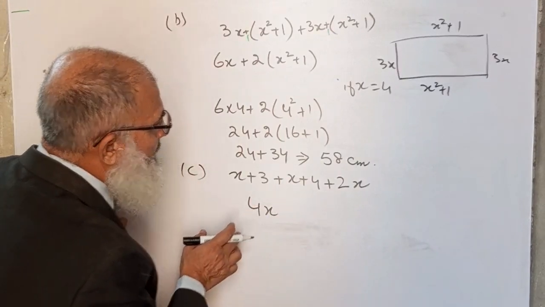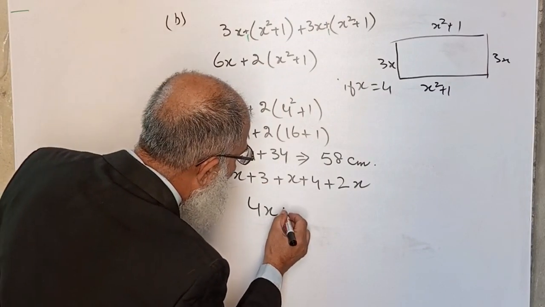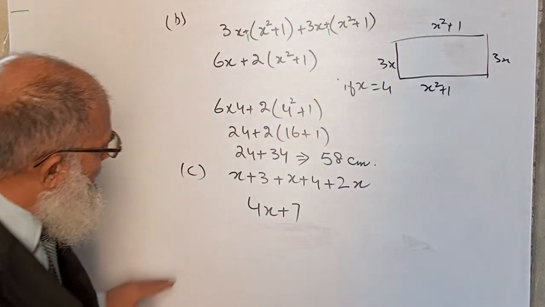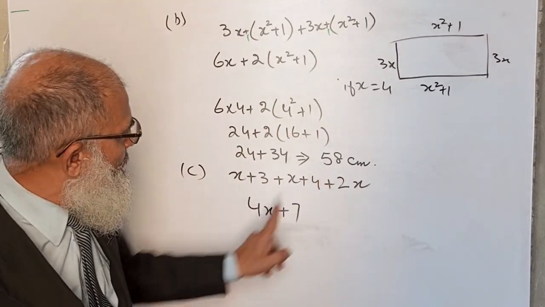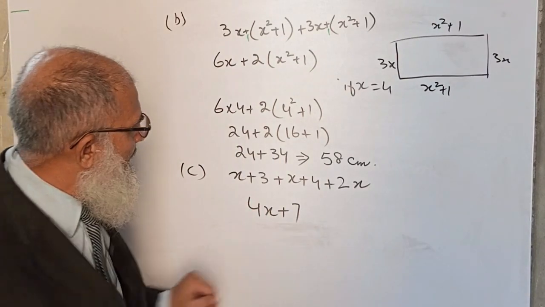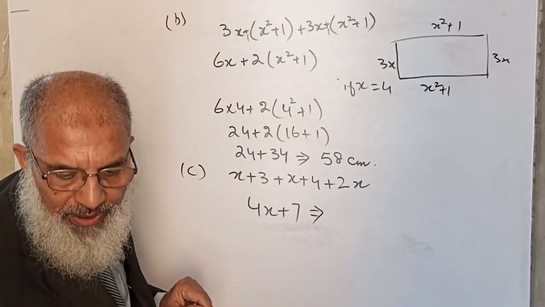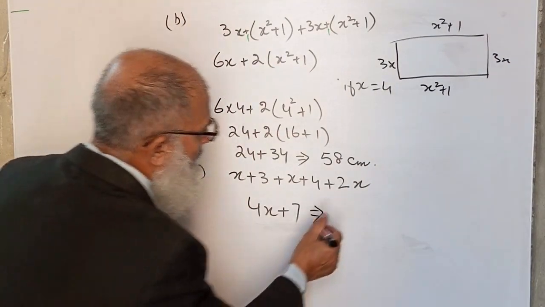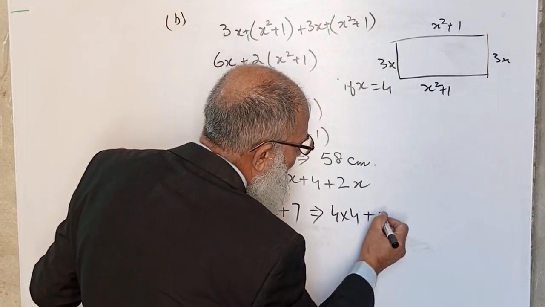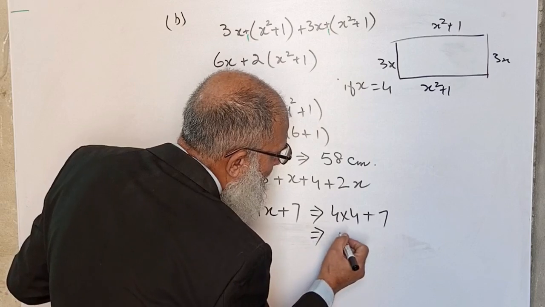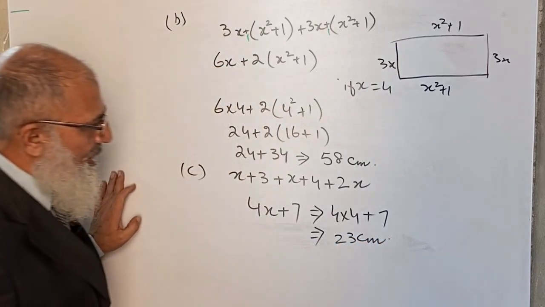And how many constants are there? 3 and 4, 7. So it will become 4x plus 7. If again x is equal to 4 centimeter, then 4 multiplied by 4 is 16, plus 7 is equal to 23 centimeter.